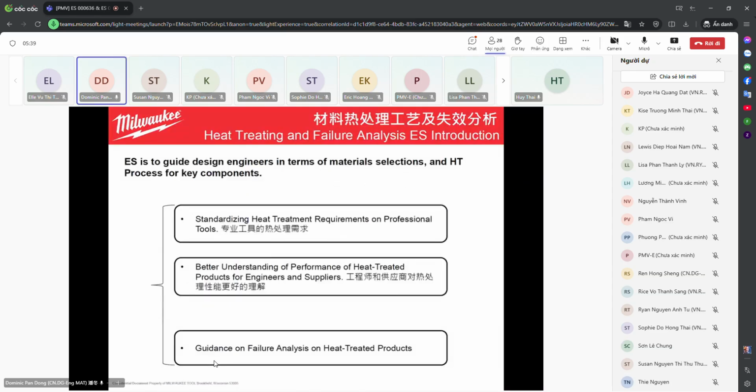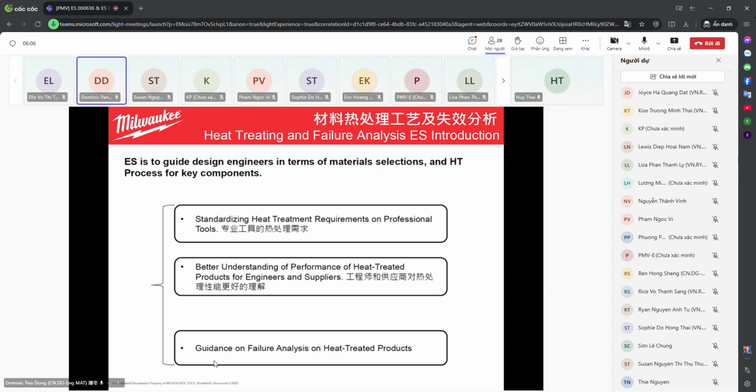First, about the heat treating and failure analysis ES standard. Our ES, engineering standard, is to guide the design engineers and of course also our suppliers to help them in terms of materials selection and heat treatment process for key components.